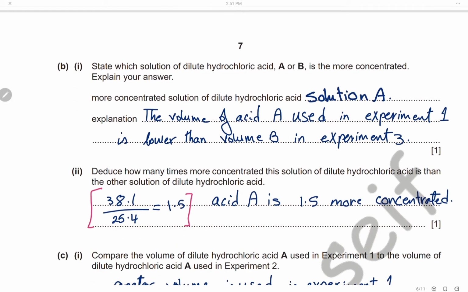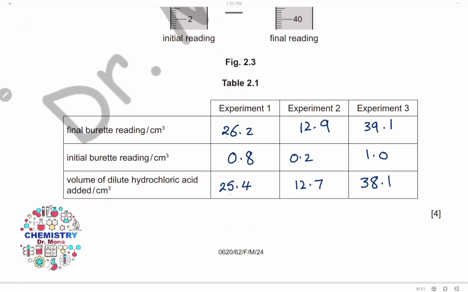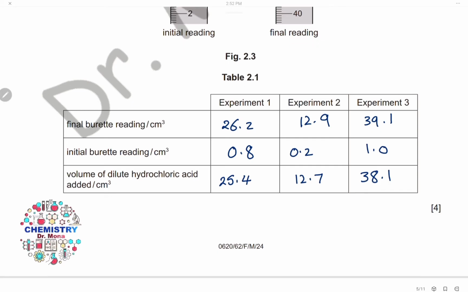State which solution of dilute hydrochloric acid, A or B, is more concentrated, and you have to explain your answer. So here we are comparing between the solution of acid A and acid B. That means we are going to compare between experiment 1 and experiment 3. So let's check the volume used in experiment 1 and experiment 3. In experiment 1 we have 25.4, and in experiment 3 we have 38.1. That means more volume is used in experiment 3, more volume is used from acid B.